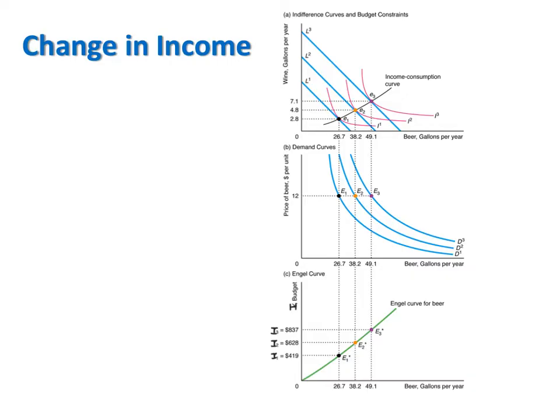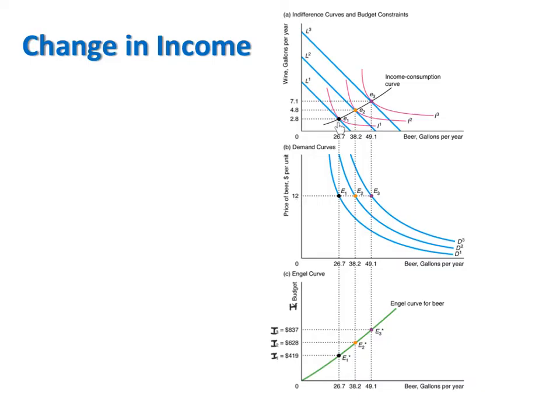Now let's look at how changing income affects demand. On this graph here, we have beer in gallons per year plotted on the x-axis, just like the graph above. But unlike the graph above, we have the price of beer on the y-axis. At the original chosen bundle E1, the consumer was choosing 26.7 gallons of beer per year. From the demand video, the price of beer at that bundle was $12.